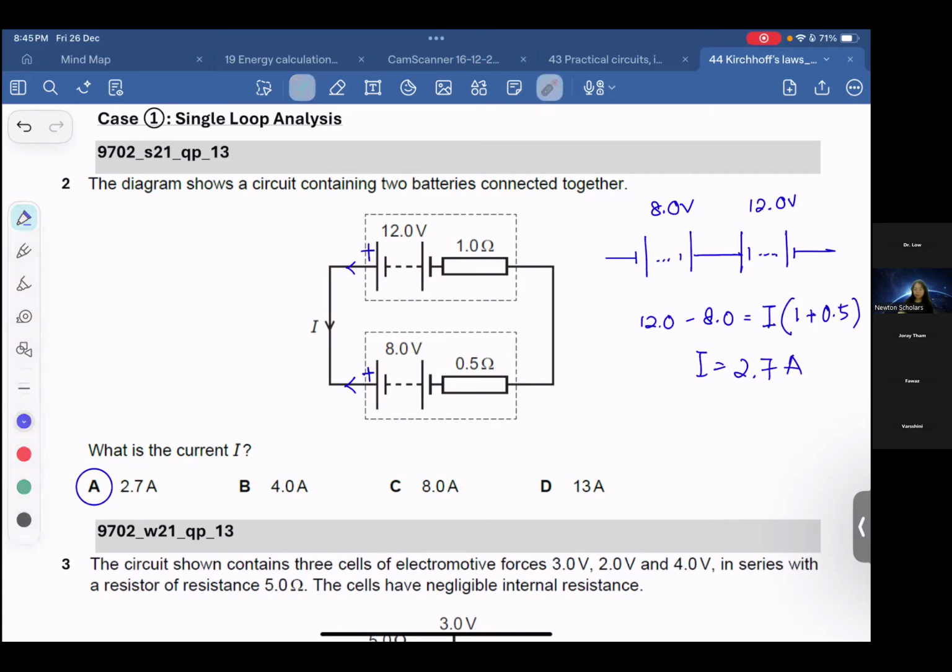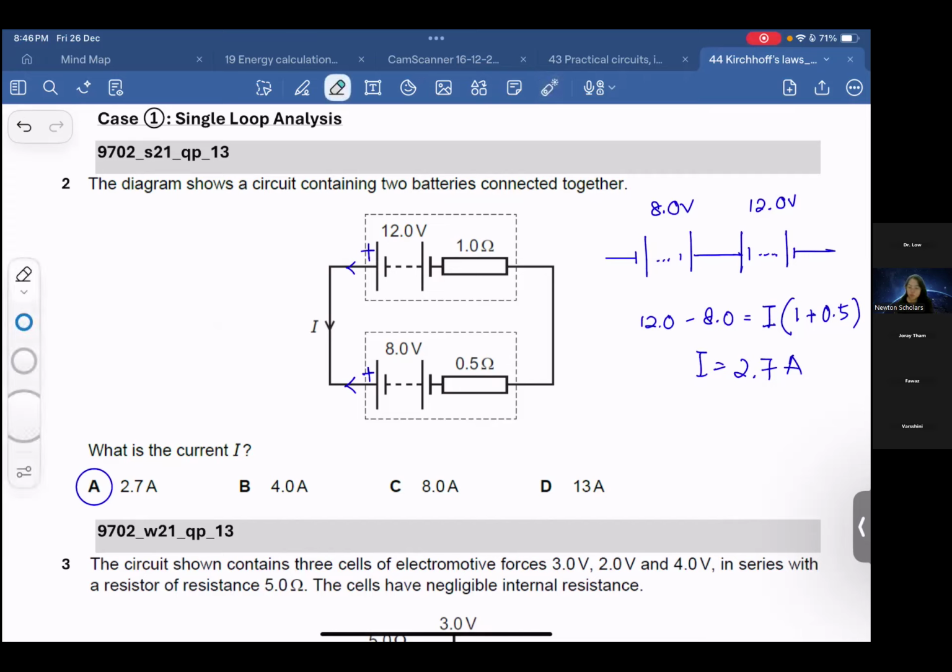First, total EMF. Then you have to check whether it is the same direction, the same polarity of the battery or not. If same, then we just add them up. If different, it is opposite directions, so we have to use the bigger EMF minus the smaller EMF. This is the force provided in the circuit. Then we have two internal resistances, which total 1.5 ohm. So the force is provided to these two, 1.5 ohm. So the current is 2.7 ampere.